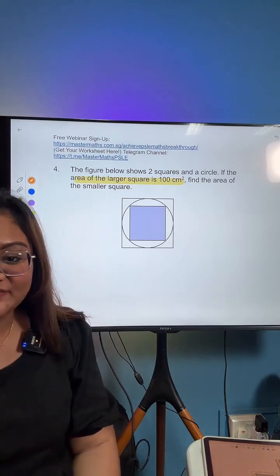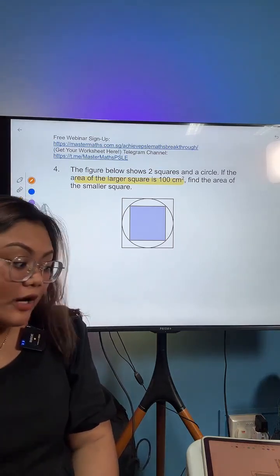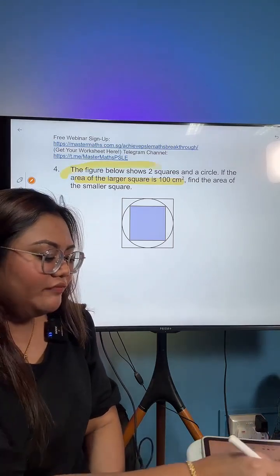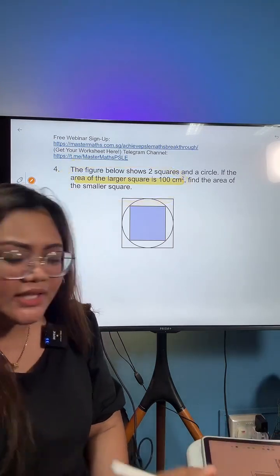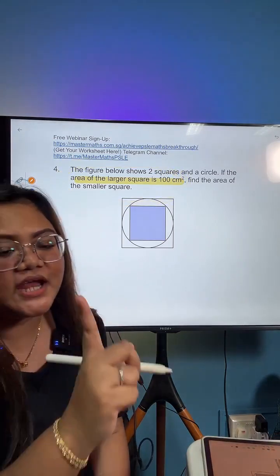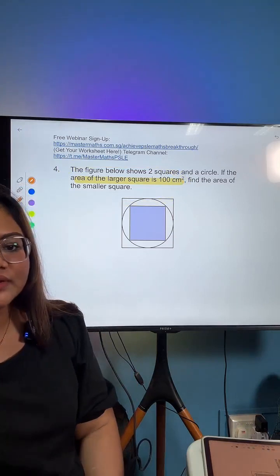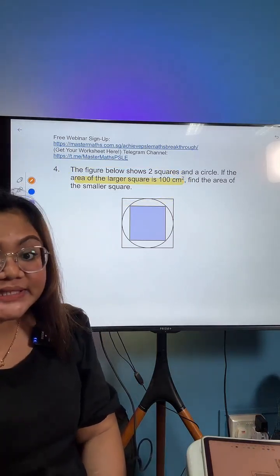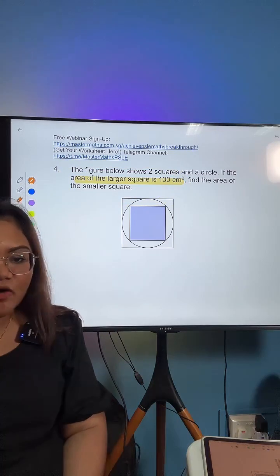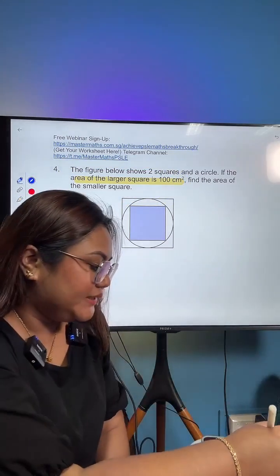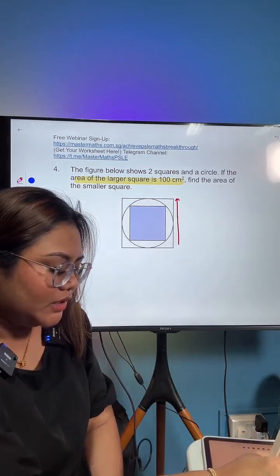Very good, Arash. You got it right. Now for those of you who don't know how to solve the question, if you've got the area of the square, which is 100, you can do one step. The very first step is to find the length of the square. So let's find the length of the square here.